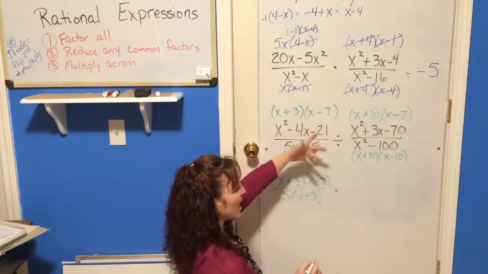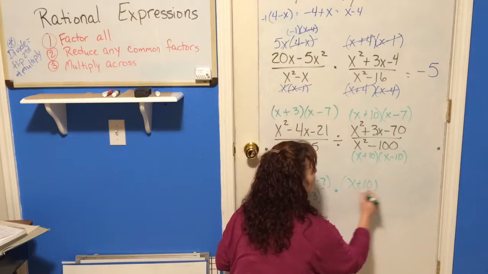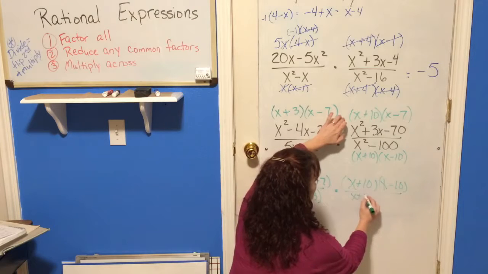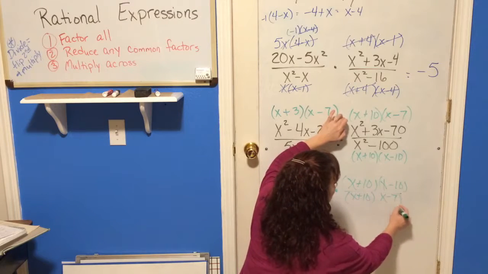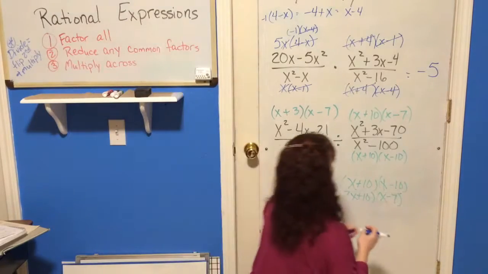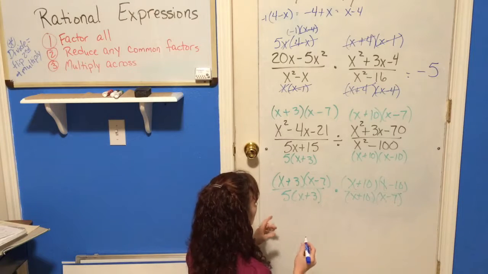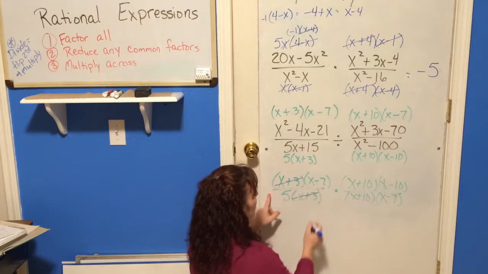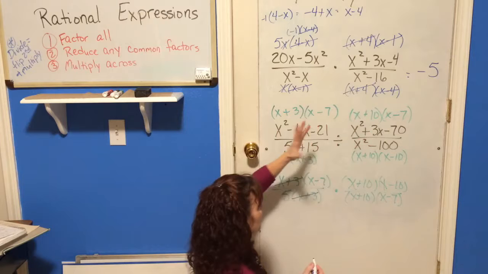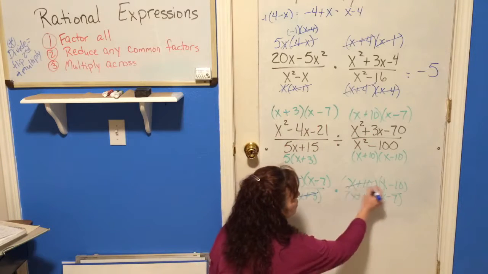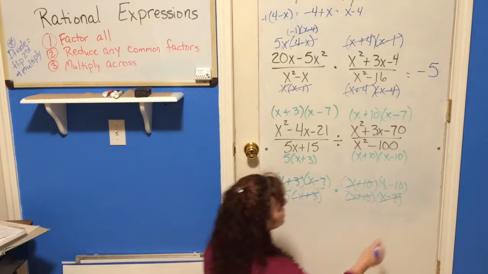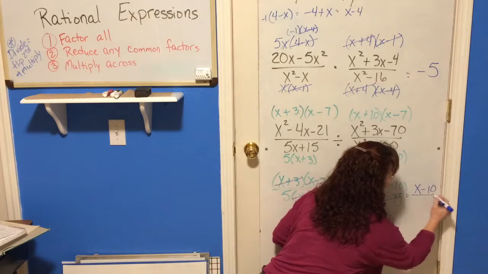Now remember, we're going to multiply and flip. So x plus 10, x minus 10 over x plus 10 and x minus 7. This marker is half dead. Let's switch. Okay. So now I can reduce the x plus 3s, and in all honesty, if they're in the same fraction, I could have reduced those ahead of time, but it doesn't hurt anything that I didn't. So the x plus 10s are the same, the x minus 7, one on top and one on bottom. So it looks like I've got x minus 10 over 5.